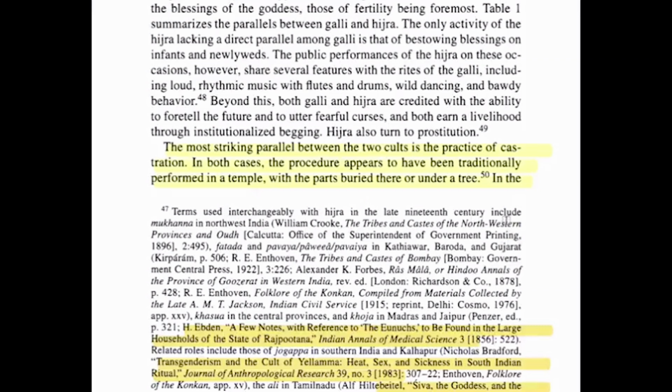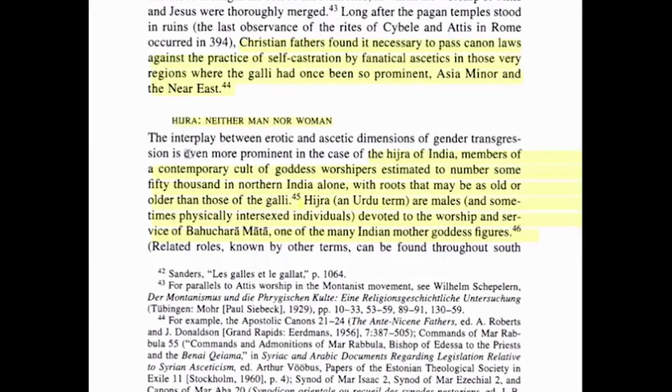So basically, the author is saying that in both cultures, they both have very similar practices where they perform this castration in a temple and under a pine tree. And at the bottom it says the eunuchs, so we know the eunuchs from the Old Testament, and transgenderism and the cult. So transgenderism is basically saying that this has been going on for thousands, pretty much all of human history. Transgenderism has been around, which is kind of mind-blowing to a lot of people. And this part even says that early Christian fathers found it necessary to pass canon laws, so church laws, against the practice of self-castration. So this was a very large issue at the time, so you can see that this was happening all over.